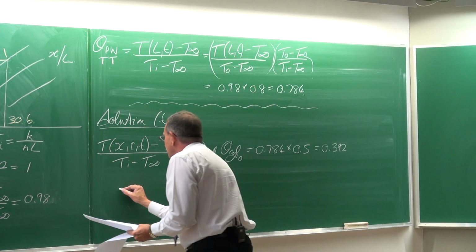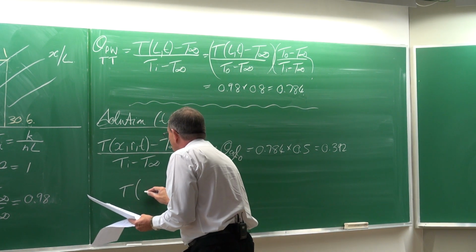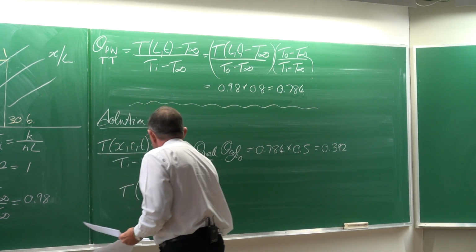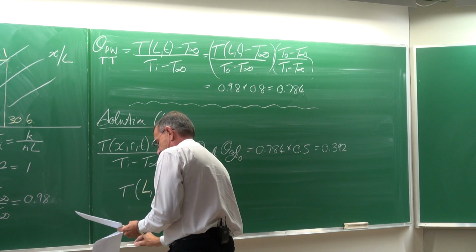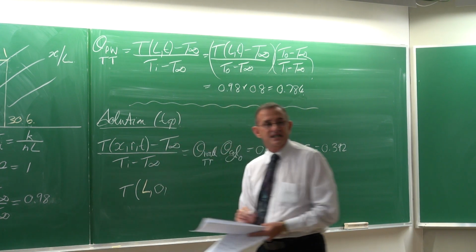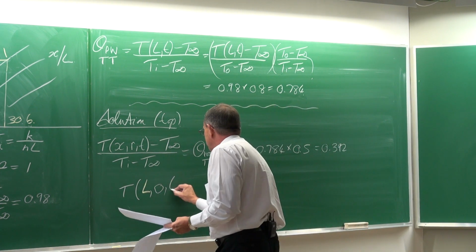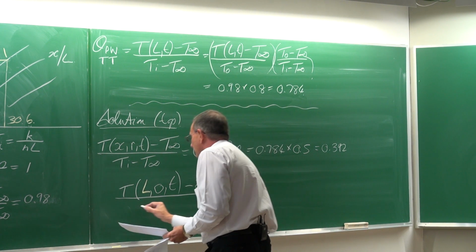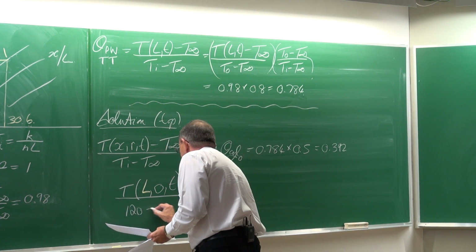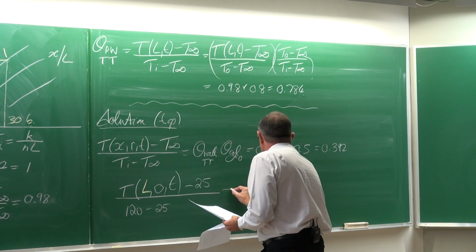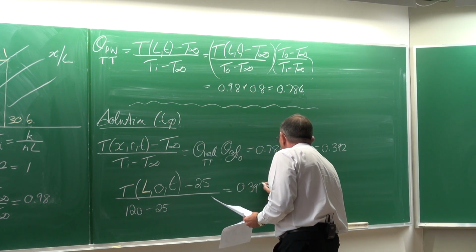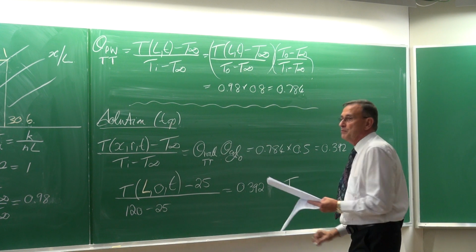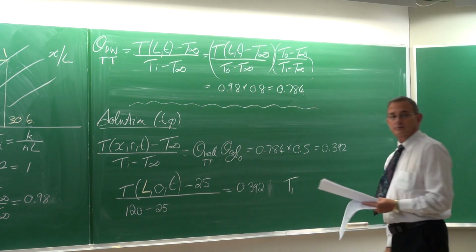Thus, the temperature where X is equal to L, R is equal to 0, on the center line, is a function of (temperature minus 25) over (T infinite, the initial temperature 120 minus 25), which is equal to 0.392, and from it we can solve the temperature at point 1.